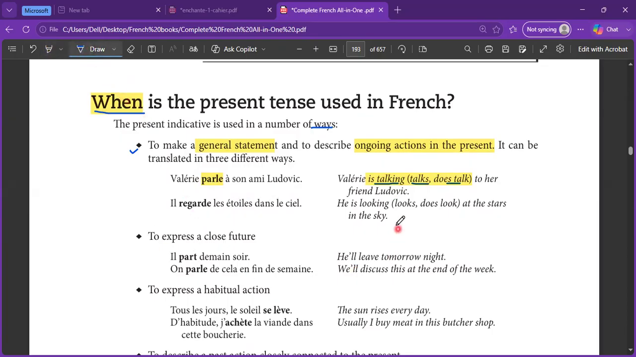Even in the next sentence, it is going to be the same. He is looking, looks, and does look at the stars in the sky. Il regarde les étoiles dans le ciel.